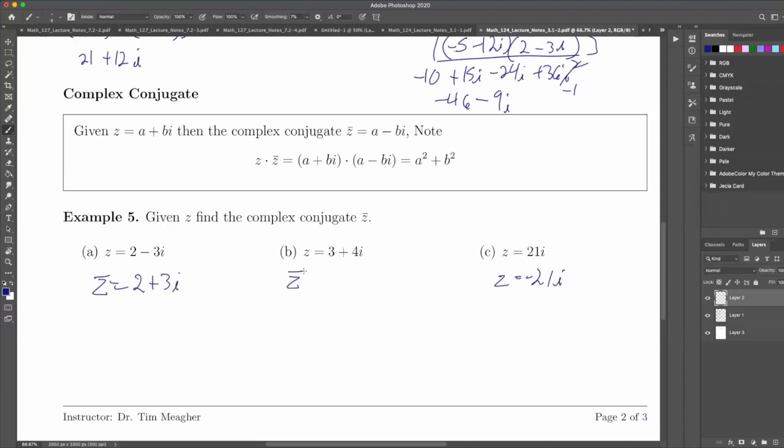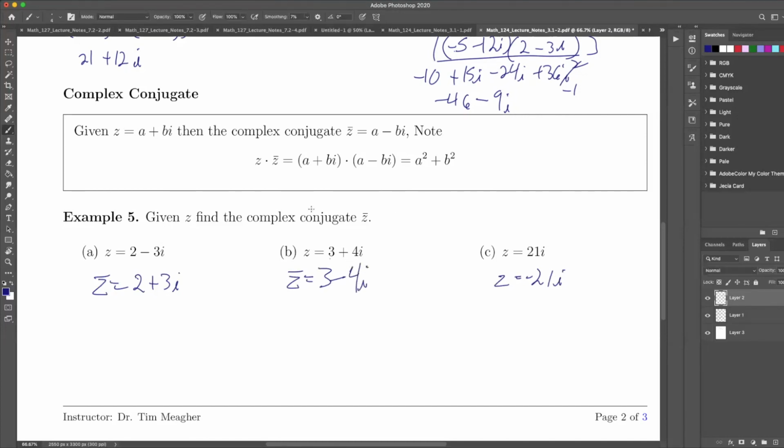So what is the answer for B, real quick? What's the answer for B? So what's the answer? Close. So here, what's the complex conjugate for this? Notice what we do is we just negate the imaginary part. So it'll be 3 minus 4i.